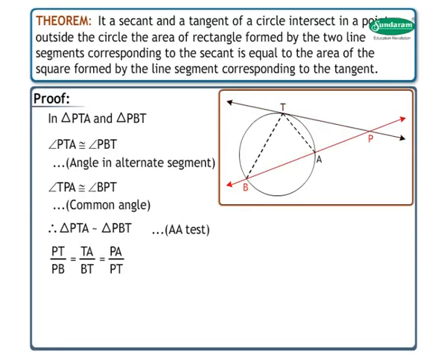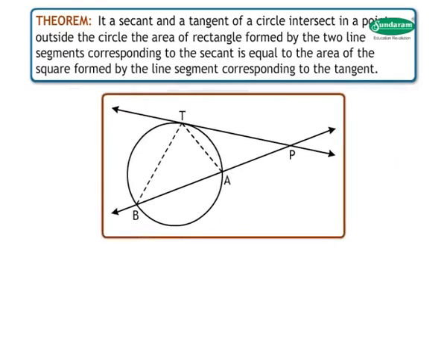PT upon PB is equal to TA upon BT is equal to PA upon PT, as corresponding sides of similar triangles are proportional. As the first and the last ratio have PT, let us consider these ratios. Therefore, PT upon PB is equal to PA upon PT. PA into PB is equal to PT square by cross multiplying.